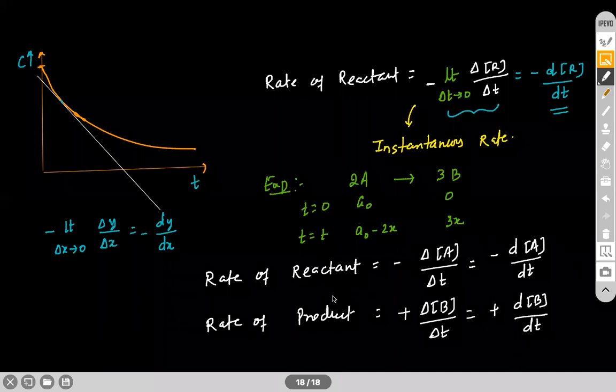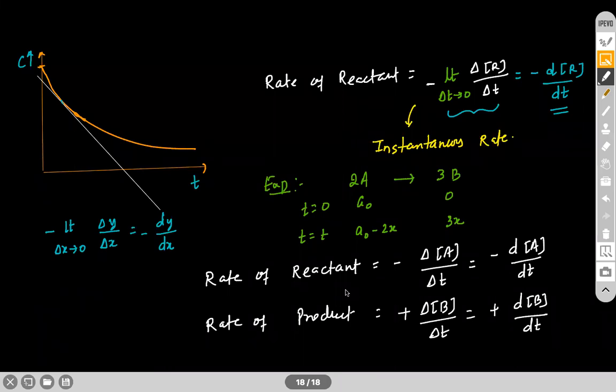Means the rate of any individual species, whether we talk about rate of reactant or rate of product, has nothing to do with the stoichiometric coefficient of the reaction. Whatever reaction is given, we always write down the rate of reactant and product with this expression, irrespective of the stoichiometric coefficient of the reaction.